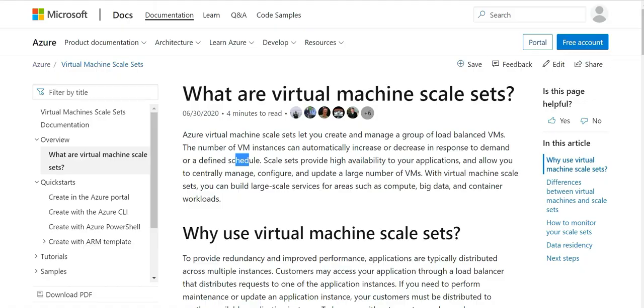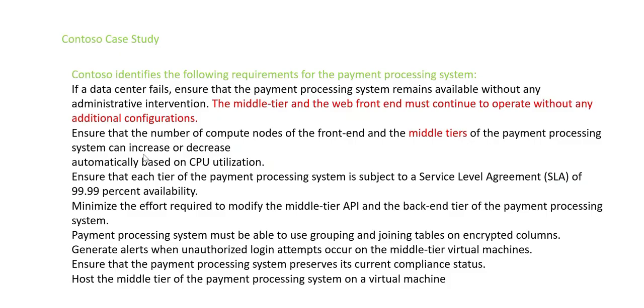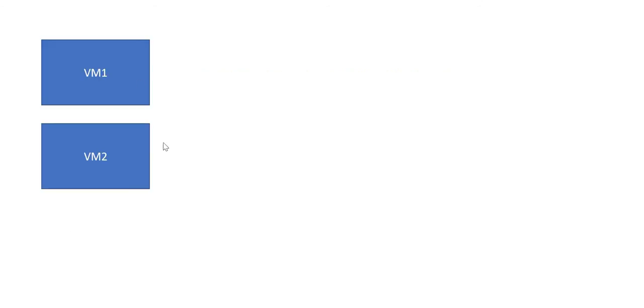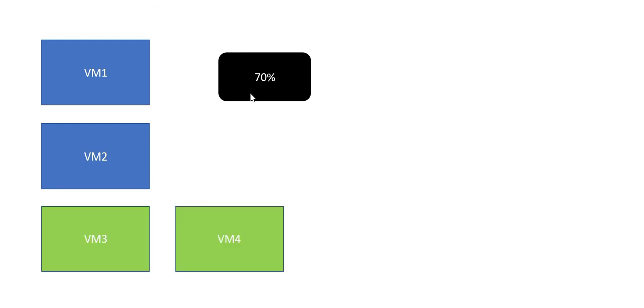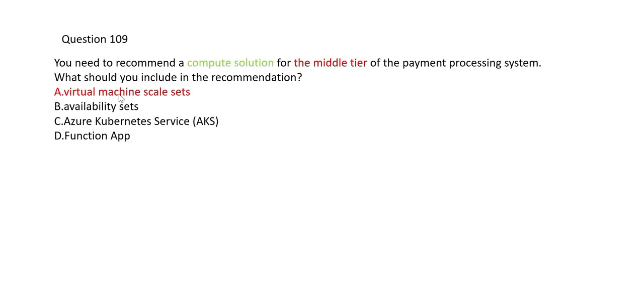Demand in our case study means increasing or decreasing automatically based on CPU utilization. CPU utilization tells you the demand. Suppose you started with 2 VMs, and the CPU utilization was 20%, which is fine, so 2 VMs will work. After some time, the load increases and CPU utilization becomes 70%. Now it will automatically spin up new VMs. You see this, it's 70%, hence it created two more VMs, VM3 and VM4. So this is auto scaling. This is virtual machine auto scaling. This is scale sets. This option looks correct, but let's look at the other options.